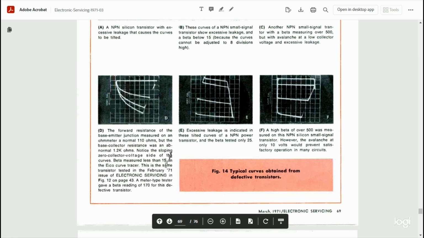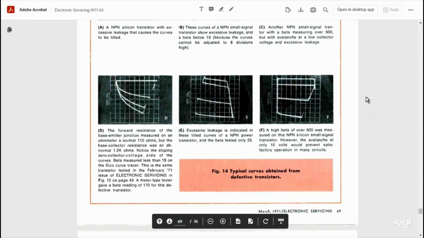I was looking for something here. Power transistor, excessive leakage is indicated in these tilted curves of an NPN power transistor, and the beta tested only 25, but this does show that the unit set to the power transistor position should generate a family of 4 curves. So that is information I was definitely looking for.